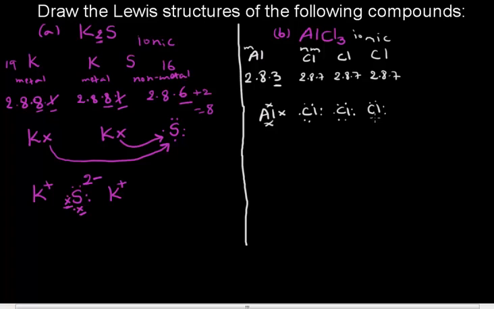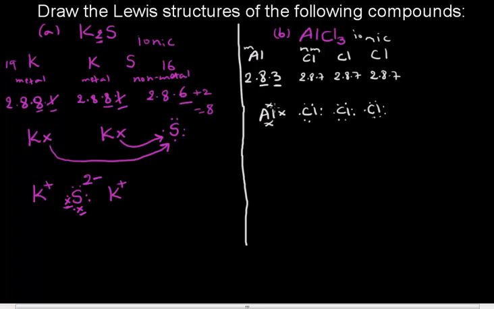4, 5, 6, 7. So these are the valence electrons of aluminum and chlorine. So as I said just a few seconds ago, for aluminum to get a full outer shell of 8 electrons, it has to lose its 3 valence electrons to the 3 chlorines.